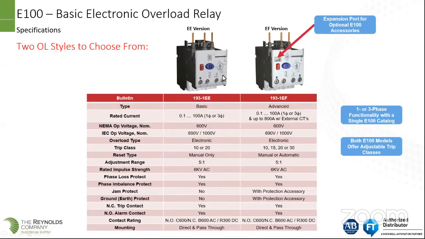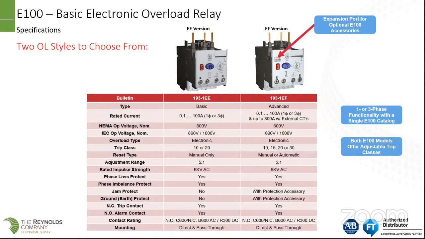So the E100, like the E1 Plus, there's 2 versions of it as well. 2 styles to choose from. There's the 193-1 EE, which is the basic version. And this one is probably going to be used for 90 to 95% of the applications out there. It has a rated current range of 0.1 to 100 amps. It can be used for single phase or 3-phase applications.